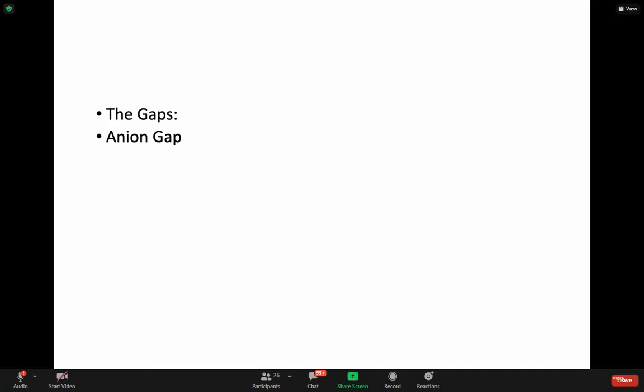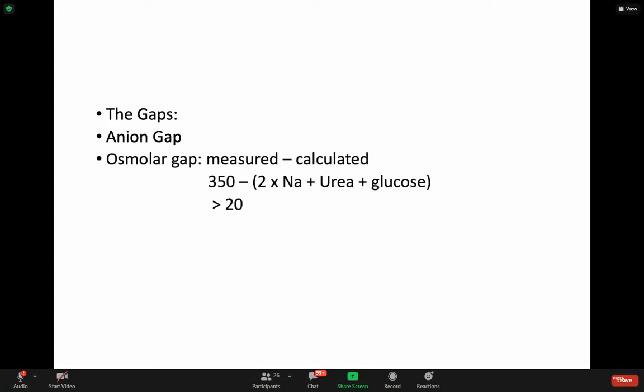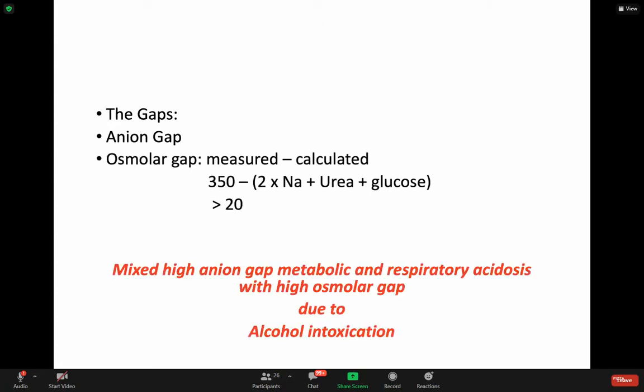الميجرد هذه ما لك دخل فيها، هذه اللاب هو اللي يحسبها لك. زين. الكالكوليتد هي اللي انت تحسبها. كيف تحسب الكالكوليتد جاب؟ هذه معادله ثابته 2 ضرب الصوديوم زائد الجلوكوز زائد اليوريا. فاذا سويت الكالكوليتد وطرحت منها الميجرد وطلع الناتج اكثر من 20 فهذا معناته انه عندك انت اوزمولر جاب، والاوزمولر جاب هذه ما تكون موجوده الا مع الالكوهول انتوكسيكيشن. ففي المثال هذا كانت الميجرد اللي اعطاني اياها اللاب 350.